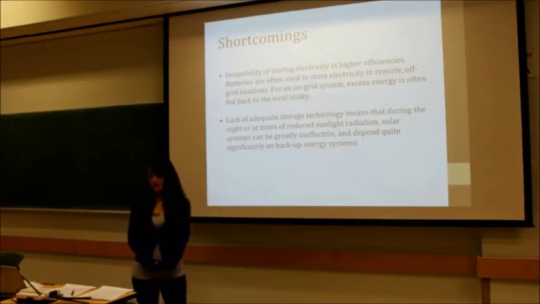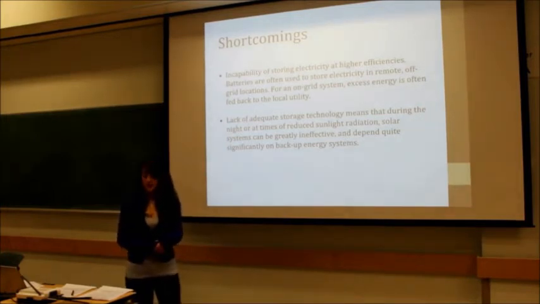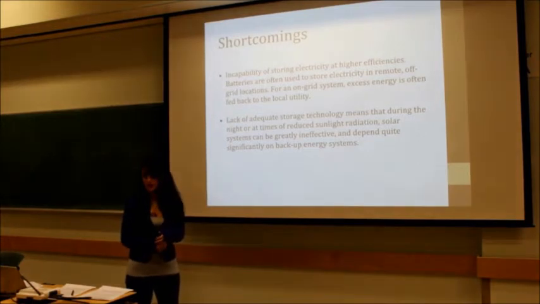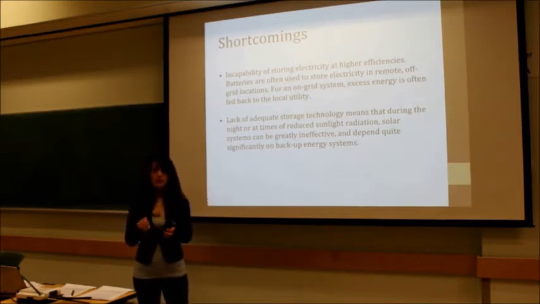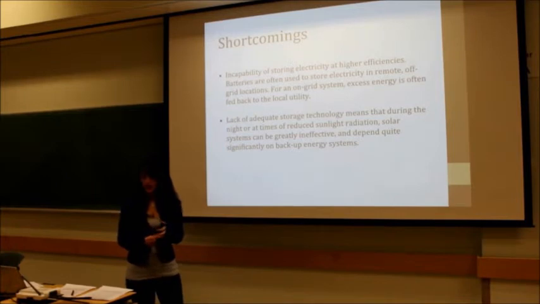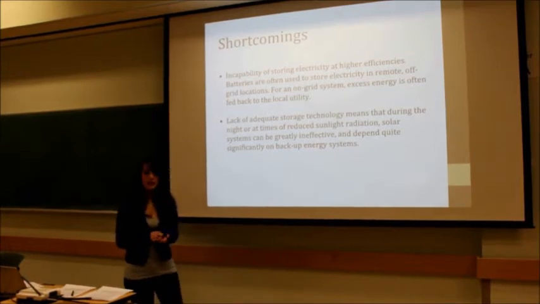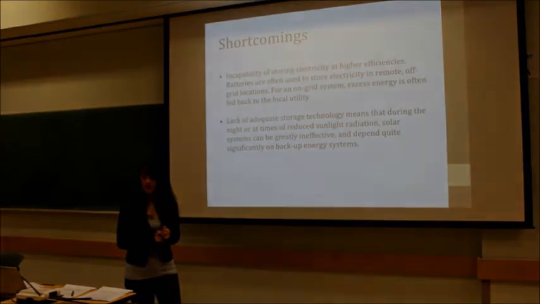A rather significant shortcoming in using solar systems is the incapability of storing electricity at higher efficiencies. Batteries are used to store electricity in remote off-grid locations. For an on-grid system, excess energy is often fed back to the local utility. The lack of adequate storage technology means that during the night or at times of limited solar radiation, solar systems can be greatly ineffective and depend quite significantly on backup energy systems.